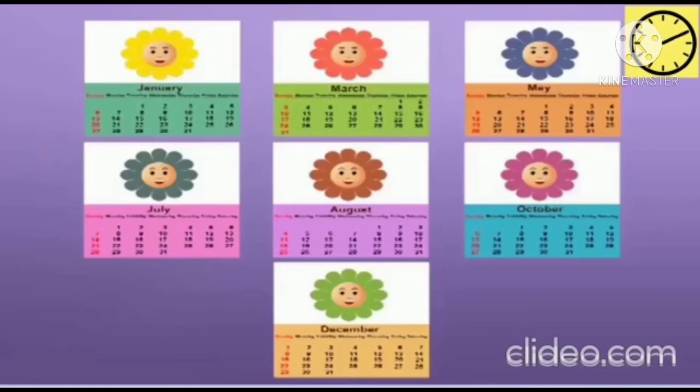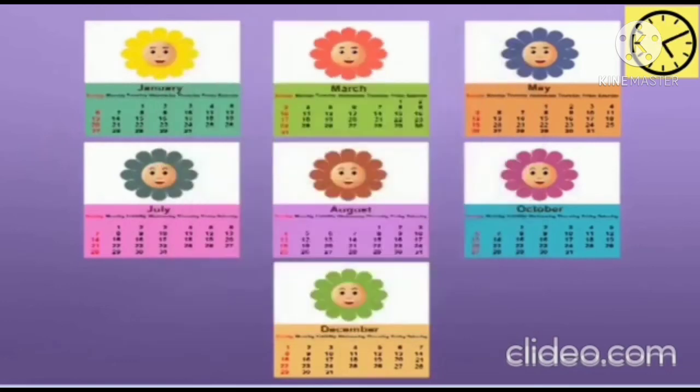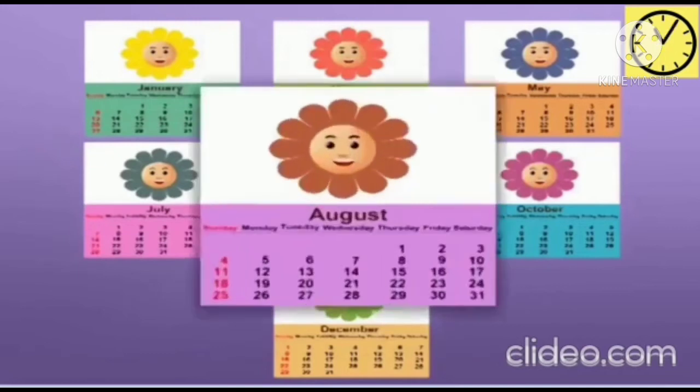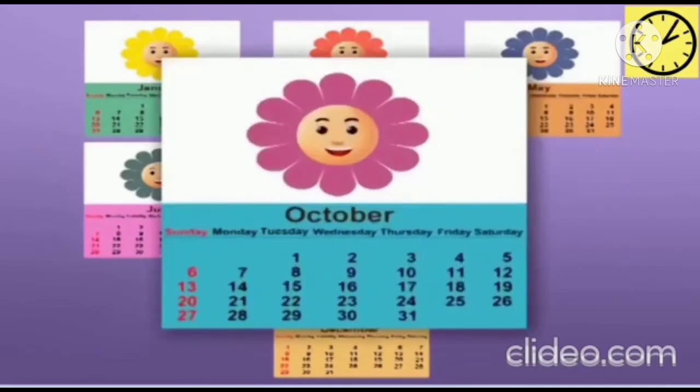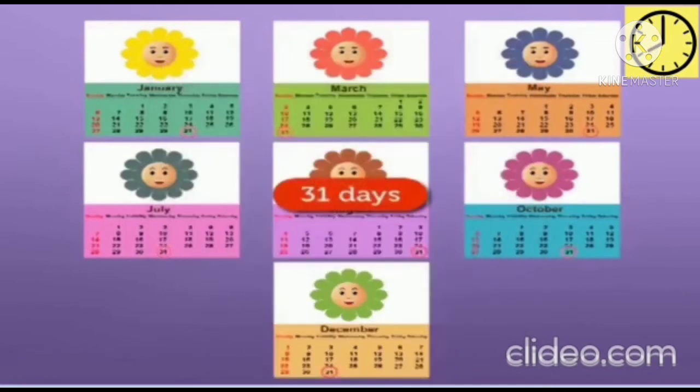So that becomes easy for us. Look at this calendar. It is telling us more information. The months of January, March, May, July, August, October, and December have 31 days.